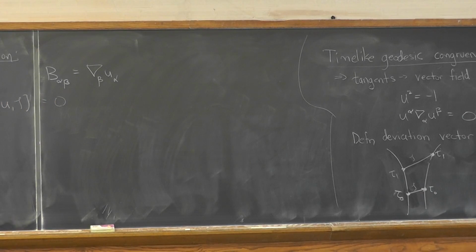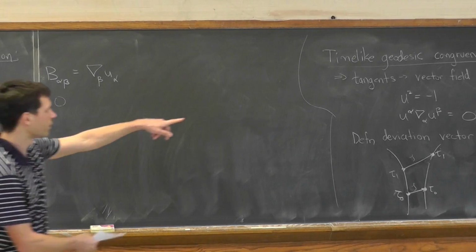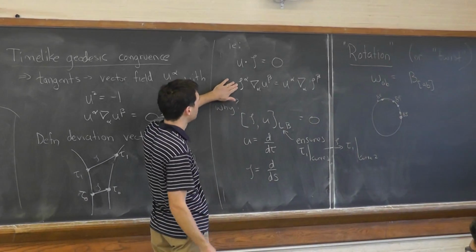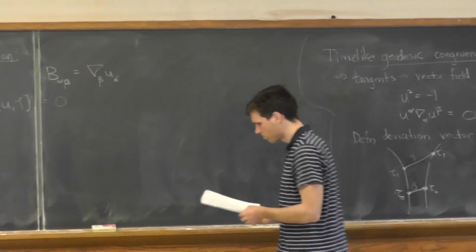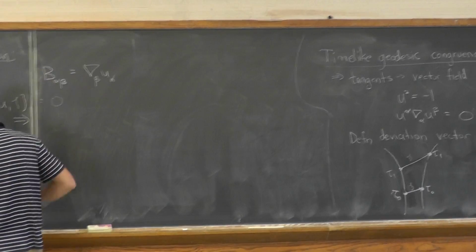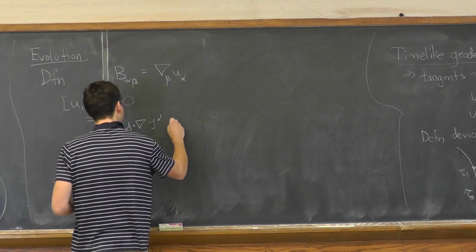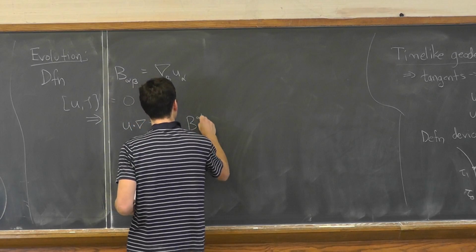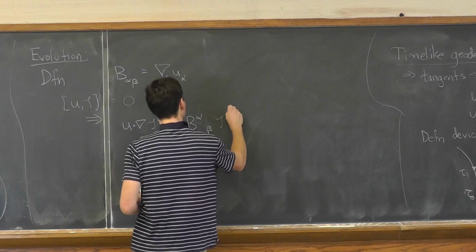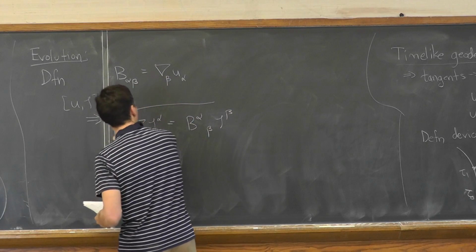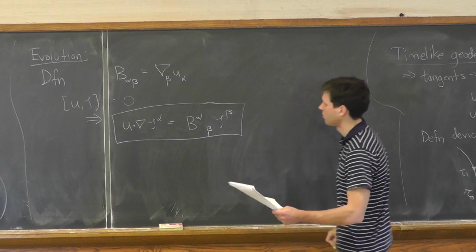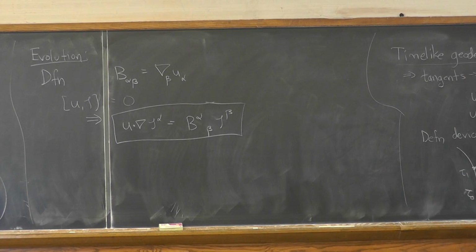That equation that we had, hopefully still on the board, right here, this equation for the deviation vector, implies that u dot grad zeta alpha is equal to B alpha beta zeta beta. I'm putting a box around it because this is the evolution equation comparable to what we wrote down for the rubber sheet.